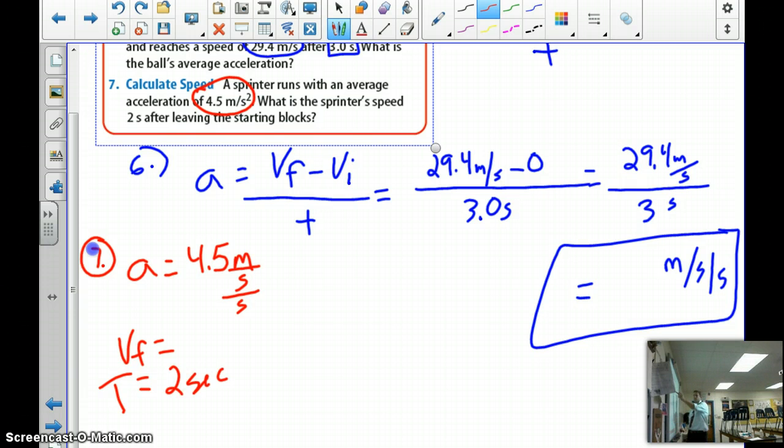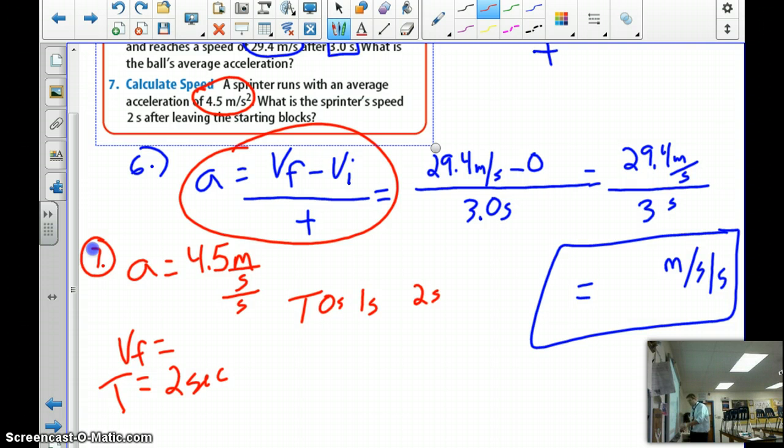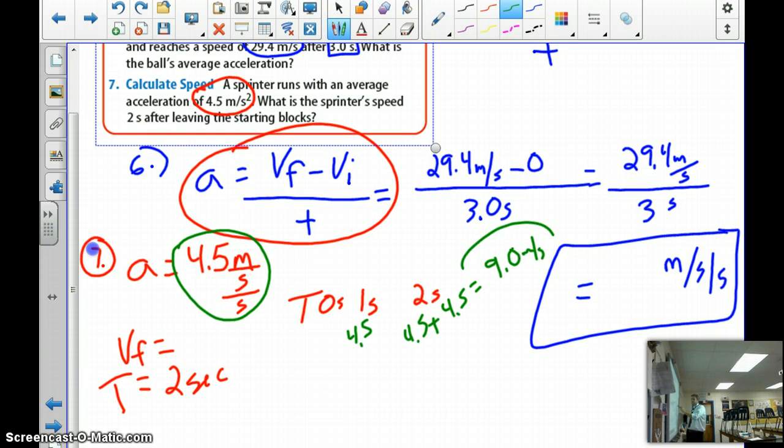Again, you can approach this by plugging it into an equation like this, or you can think about it this way. If this represents my time, and I have 0 seconds, 1 second, and 2 seconds, if I'm increasing my speed at 4.5 meters per second every second, then after 1 second I'm going 4.5, and after 2 seconds I'm going 4.5 plus another 4.5, which would be equal to 9 meters per second.